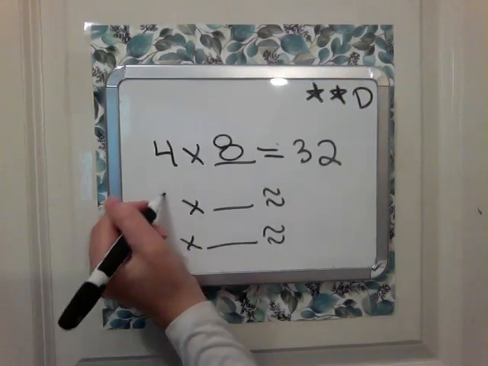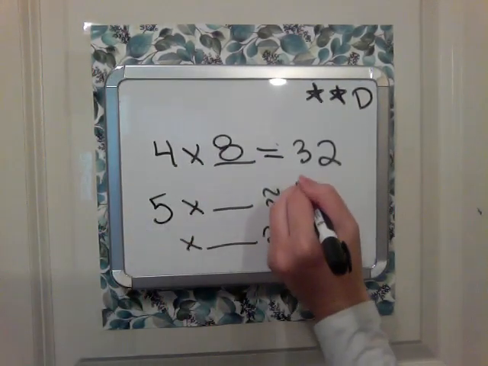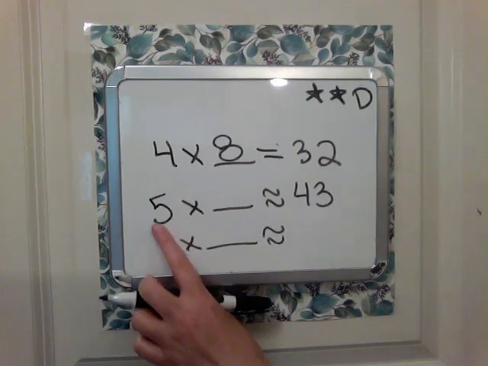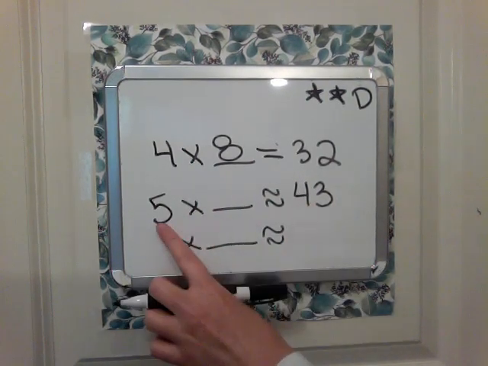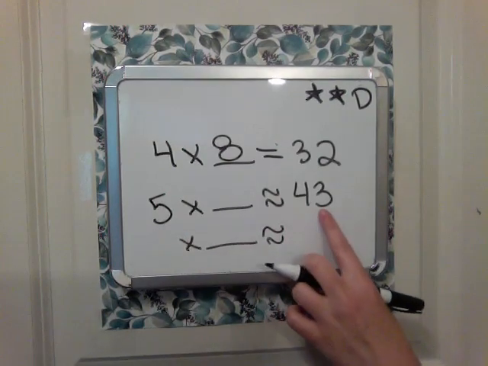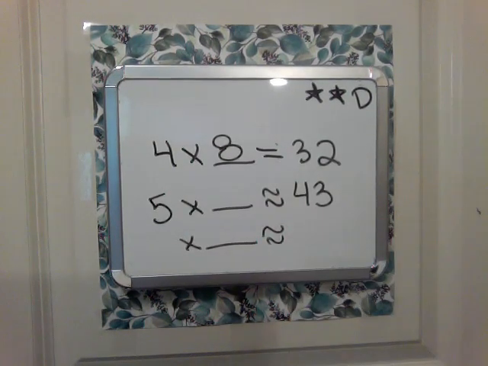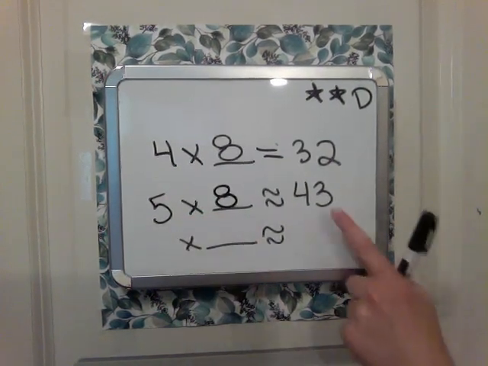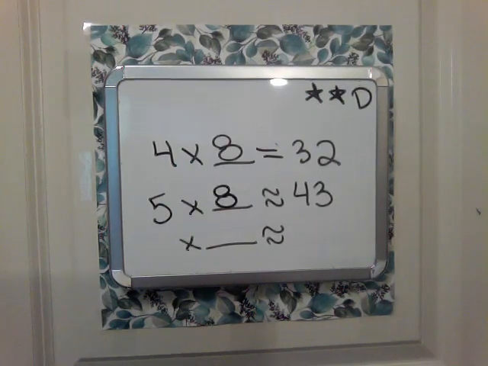And then we have 5 times what equals 43, or as close to 43 as possible. I know my 5 stacks pretty well. I know whenever I multiply by 5, it always ends in a 0 or 5, so it's not going to equal this one exactly. And I know that 5 times 8 is 40. 5 times 9 is 45, which is too large.